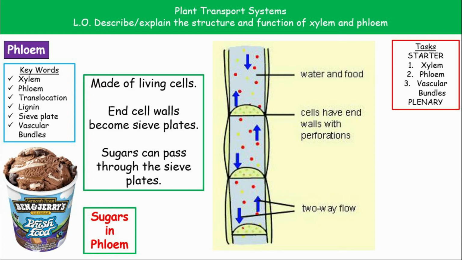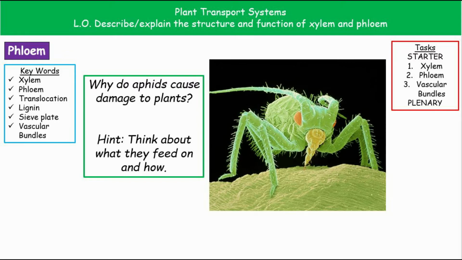So the picture you've got on your screen now is a very zoomed in image of these little green bugs you see on plants at this time of year called aphids. Now, what I want you to have a go at doing is answering the question here: why do aphids cause damage to plants? And I've given you a hint there to think about what they feed on and how. So look at the picture to give you a hint there. I'll give you a couple of minutes to have a go.